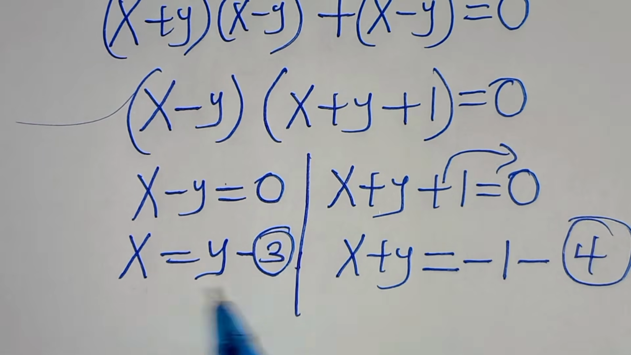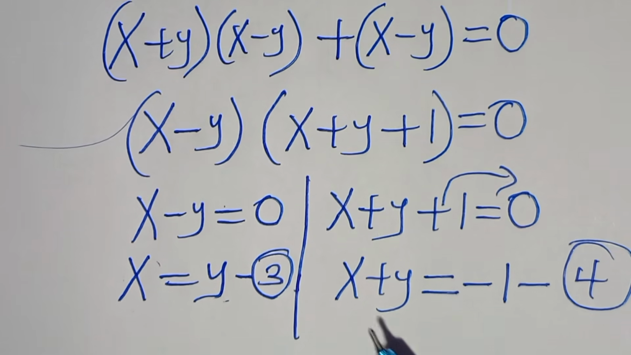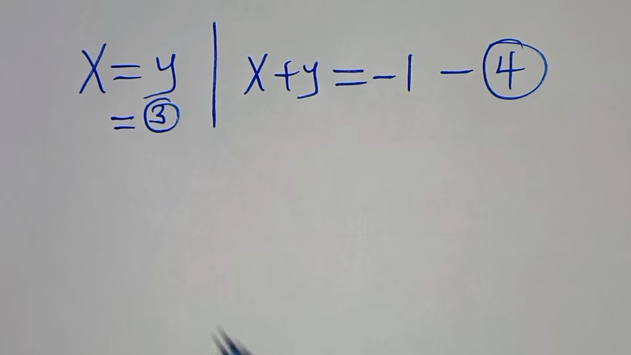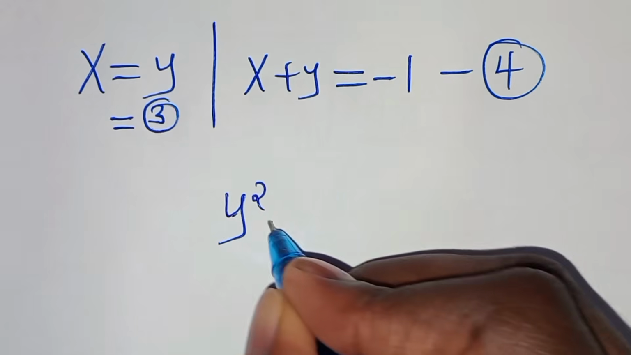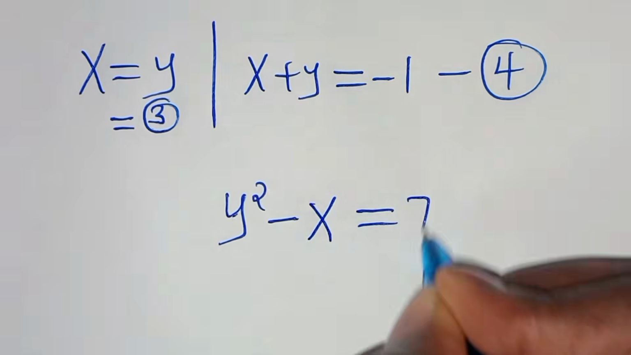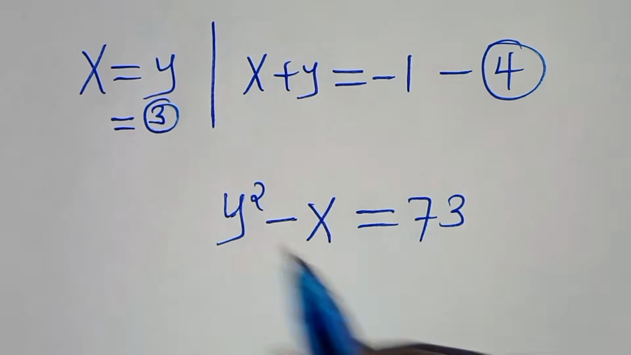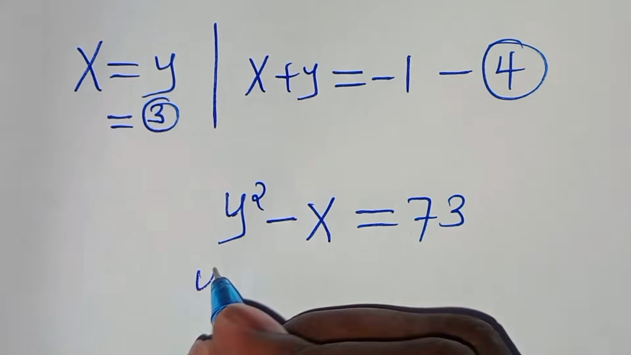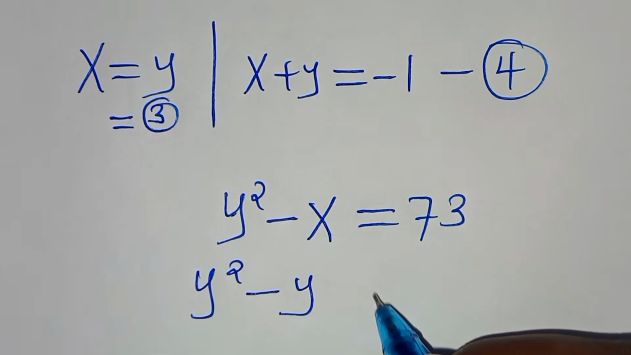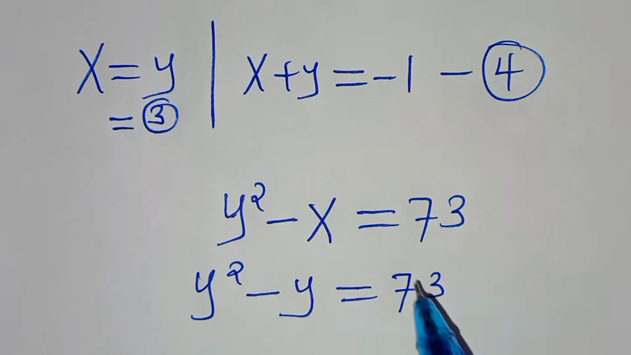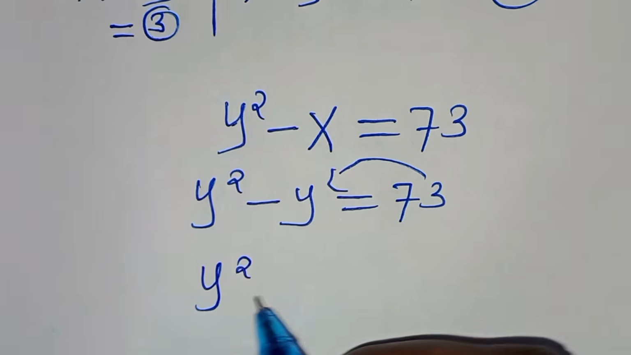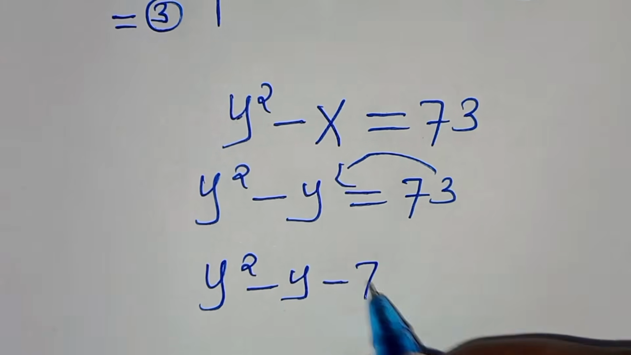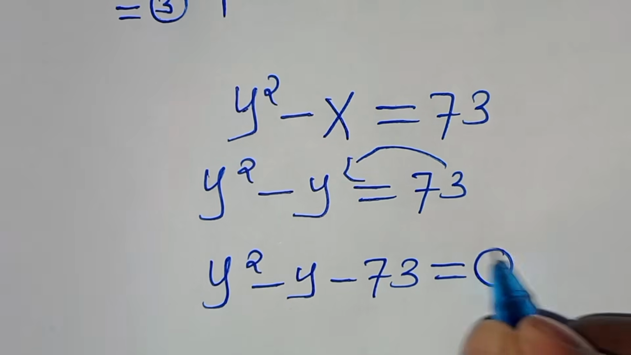Now, since x is equal to y, we can substitute x, which is y, in equation 2. Now substituting x, which is y, into equation 2. Equation 2 is y squared minus x. This is equal to 73. Substituting x, which is equal to y, this means we have y to the power of 2, subtract y. This is equal to 73. Let's take 73 on the left hand side. So this means that y to the power of 2 minus y minus 73. This is equal to 0.